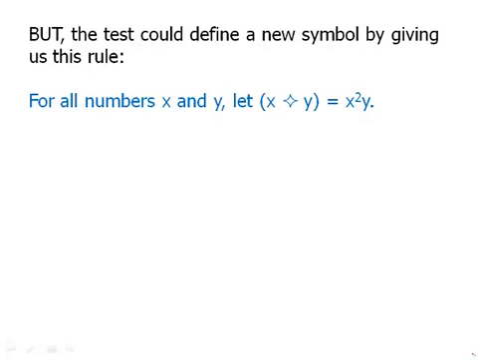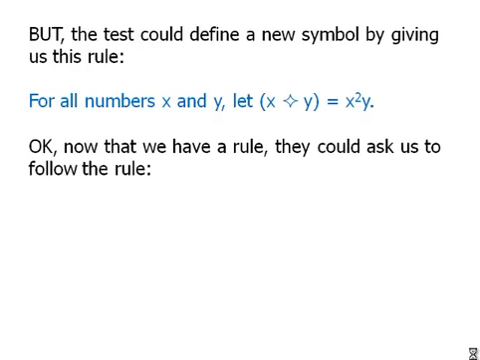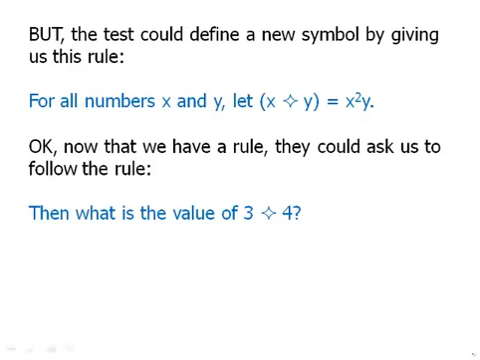So in other words, according to this rule, we're going to take the first number and square it and then multiply it by the second number. That's what the rule is. Okay, now that we have a rule, they could ask us to follow the rule. Then what is the value of 3 star 4? Now this is a totally legitimate question because they tell us what they mean by that symbol and then they ask us to follow that rule.